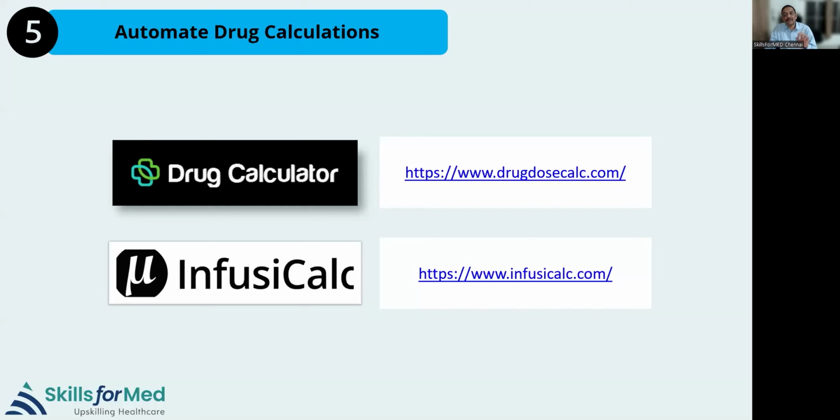So the fifth way to reduce medication errors is to automate drug calculations. Download this app on your mobile phone. It is available for both iPhone and Android, and it can help you reduce errors in calculation. As you pointed out in the poll, this is the most difficult part of medication administration. Many of you pointed that out. So this is something you can use.